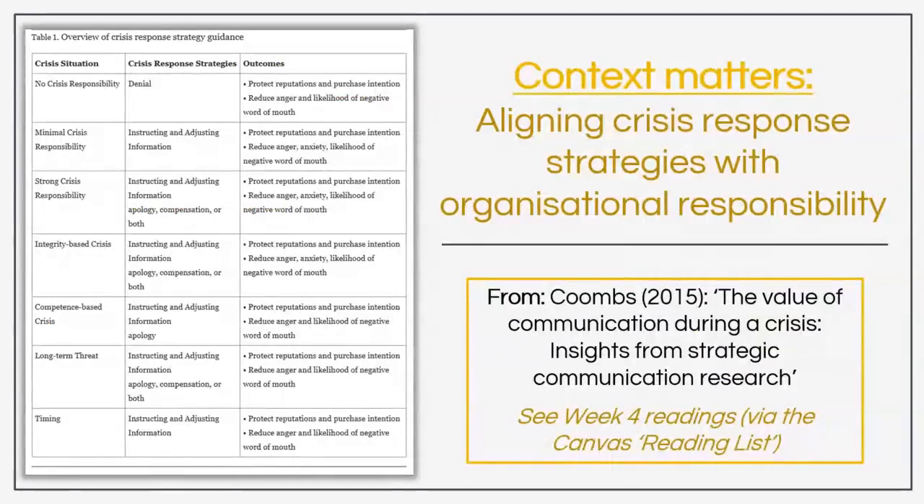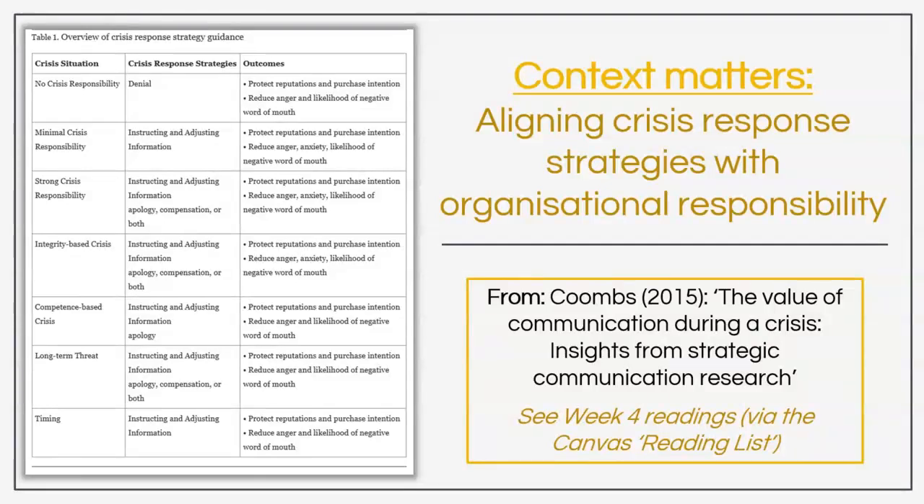So I'll show you, hopefully this is readable. If you need to make it a little bit bigger, then you can. This is from the week 4 readings, which you can find via the Canvas reading list. It's the Coombs 2015 reading called The Value of Communication During a Crisis: Insights from Strategic Communication Research. So if you're having trouble reading this on the slide, you can find this table by going to that reading, which you have access to via Canvas.